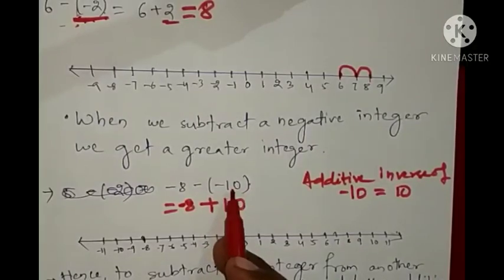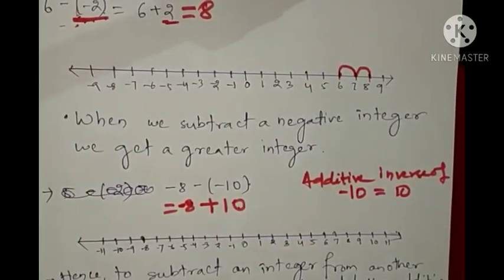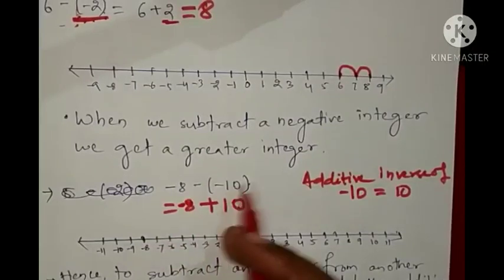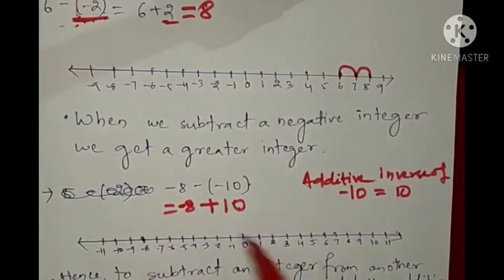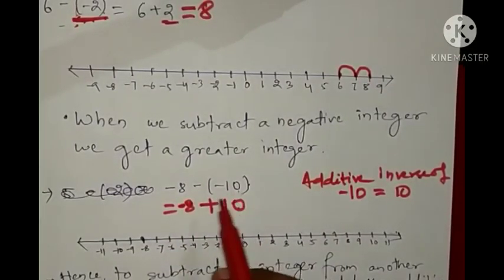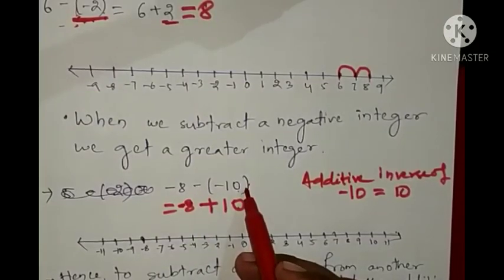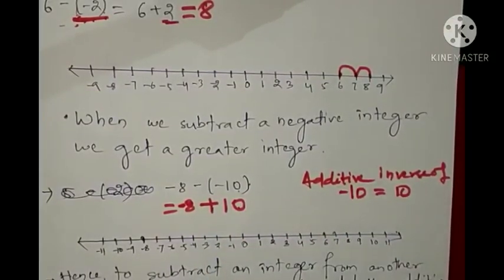That number will change, that negative number, not the first number, the number which you are subtracting, means not the first number, the second number. Okay, it will change into a positive integer.